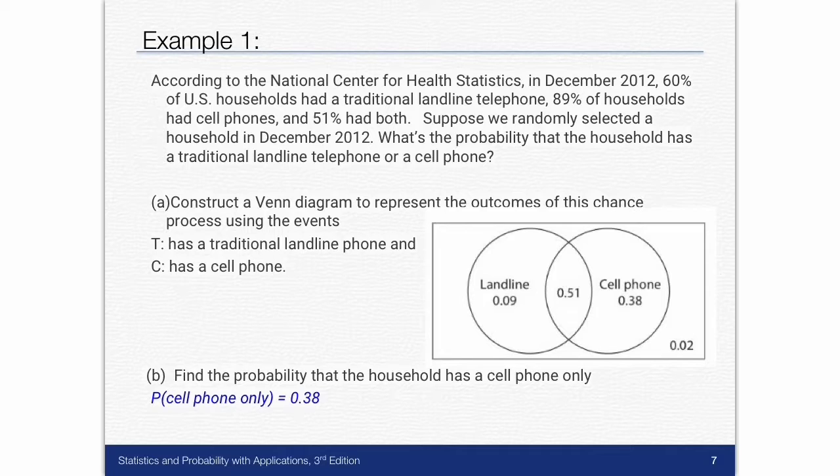Now notice these are percentages, okay? Percentages, you're going to make them decimals when you put them in a Venn diagram. And you always start with the overlap of the two, all right? So I'm going to start with the 51% that had both cell phones and landlines, and that's the overlap in the drawing, okay? So I'm going to make it 0.51.